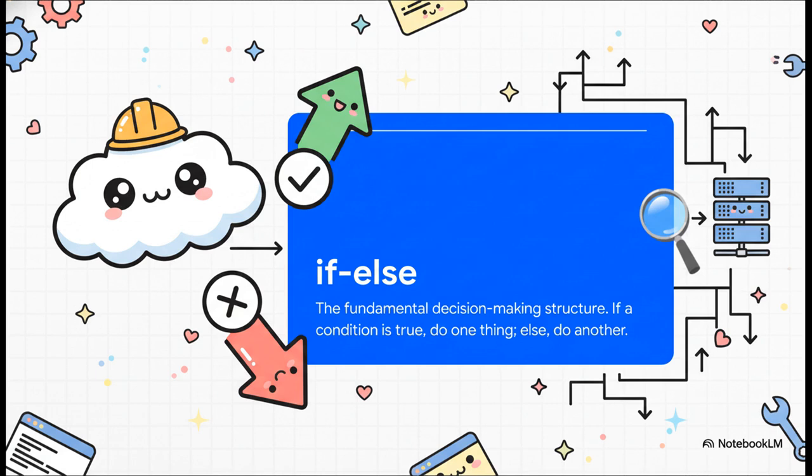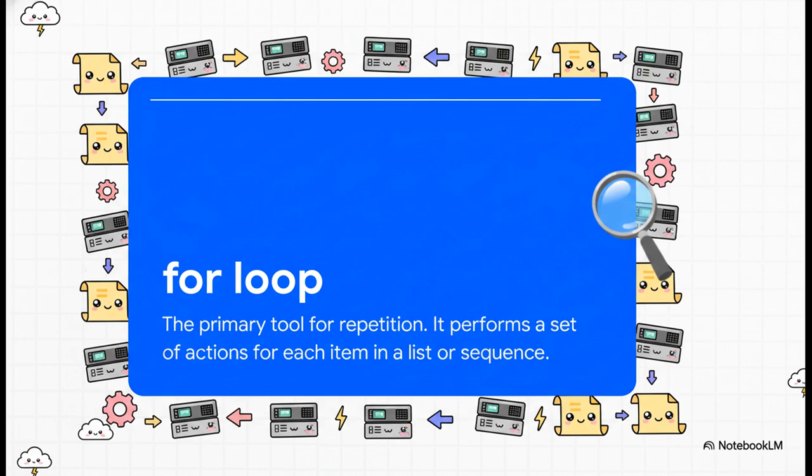So for our node health script, that's like if the disk space is over 90%, then we're going to send out an alert. And when you need to do something over and over, the for loop is your best friend. It's the engine of automation. It lets you run the same block of code for every single item in a list. For instance, our script could use a for loop to run a health check on every single server we have listed in a config file.